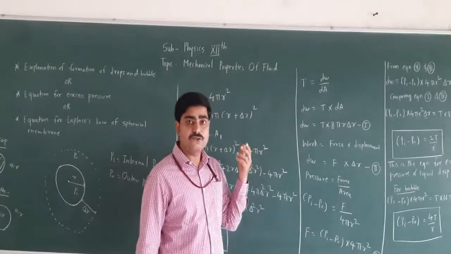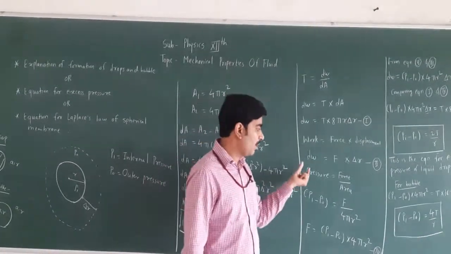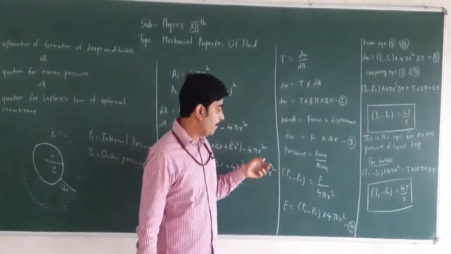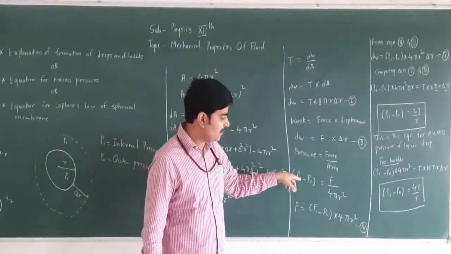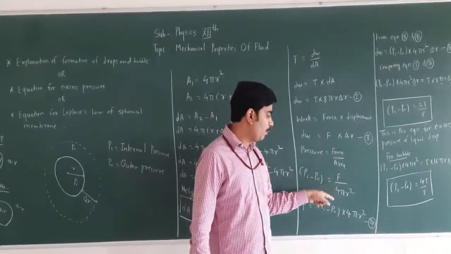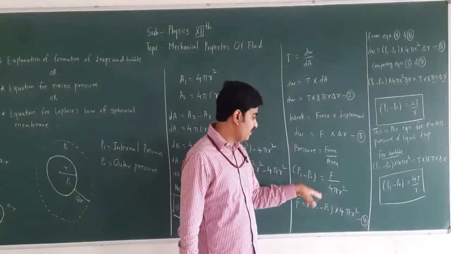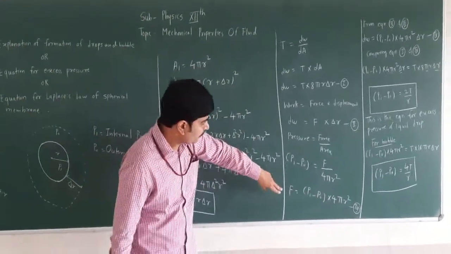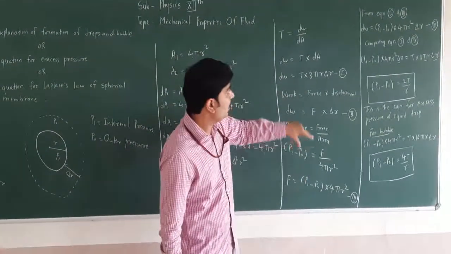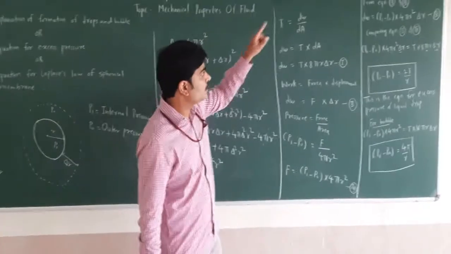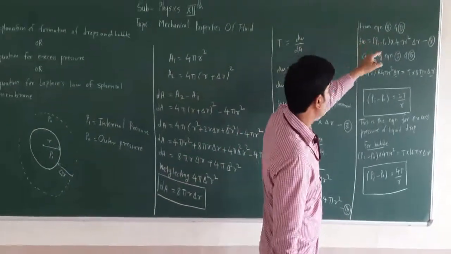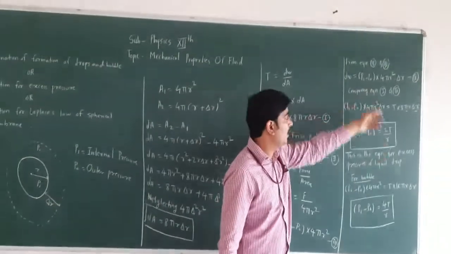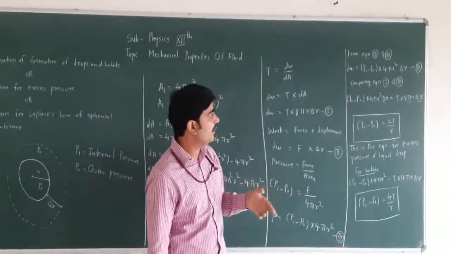According to the definition of pressure, pressure is equal to force upon area. Pressure acting on the liquid drop: Pi minus P naught is equal to F upon 4 pi r square. So F is equal to Pi minus P naught into 4 pi r square. Then substitute this value in equation number 2. So from equations 2 and 3, work done is equal to Pi minus P naught into 4 pi r square into delta r.